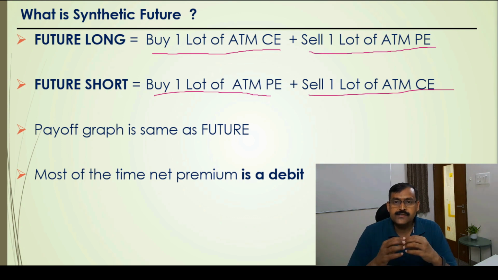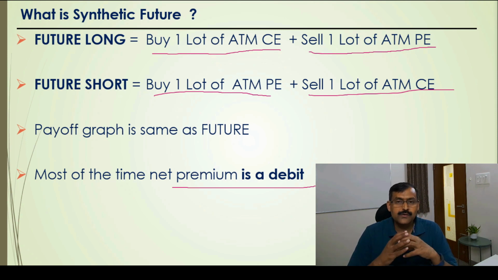Here what we are doing is at the money call and put options, buying and selling to go either long or short. So we expect the at the money call and put options, which are at 0.5 delta normally, to have an equal premium. But in the live market, that is not the case. So when you go synthetic long or synthetic short future, most of the time the net premium is a debit. So you end up paying some premium.